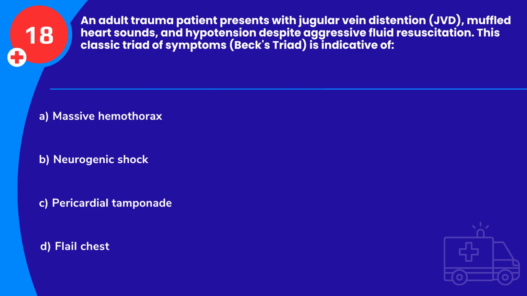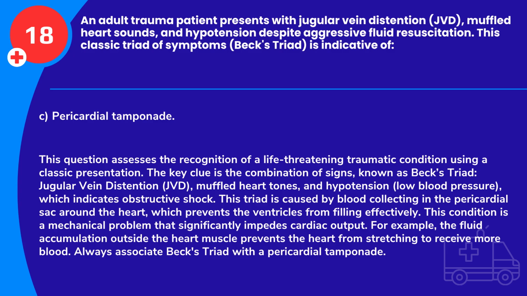Question 18. An adult trauma patient presents with jugular vein distension (JVD), muffled heart sounds, and hypotension despite aggressive fluid resuscitation. This classic triad of symptoms, Beck's triad, is indicative of A. massive hemothorax, B. neurogenic shock, C. pericardial tamponade, D. flail chest. Answer. C. Pericardial tamponade. This question assesses the recognition of a life-threatening traumatic condition using a classic presentation.